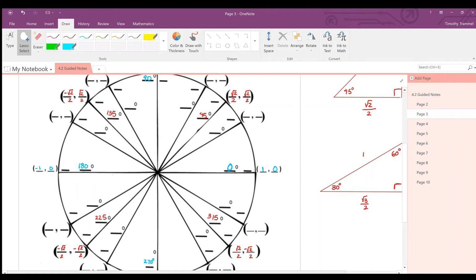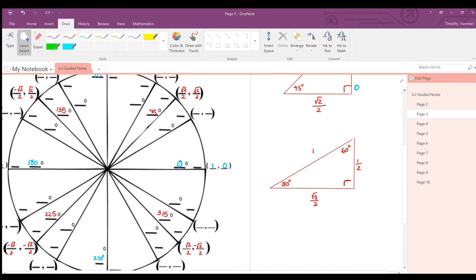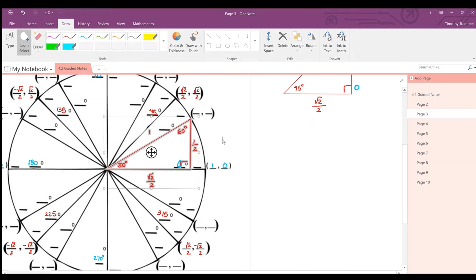All right, the rest of these missing coordinates and degrees all depend on this other triangle here, the 30, 60, 90. Okay, and I'm going to lay it over our unit circle just like we did with the 45, 45, 90. Okay. There we go. That's pretty close.